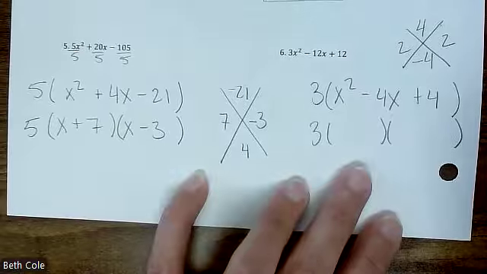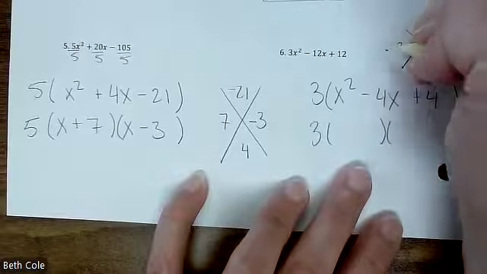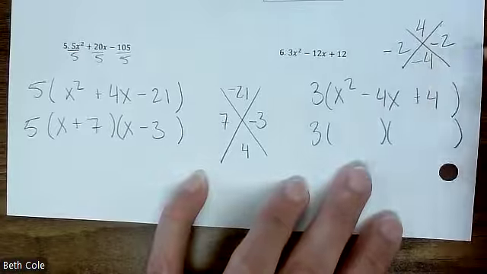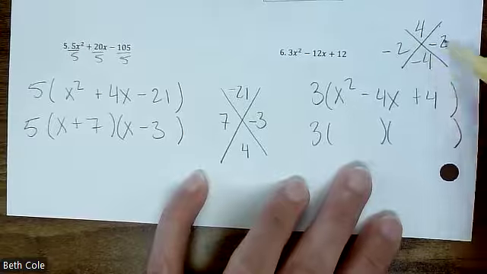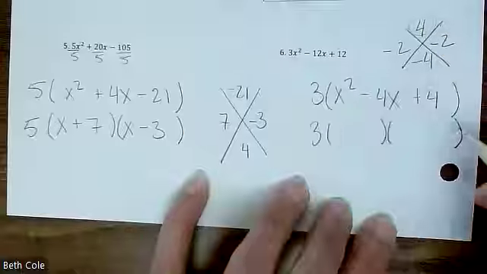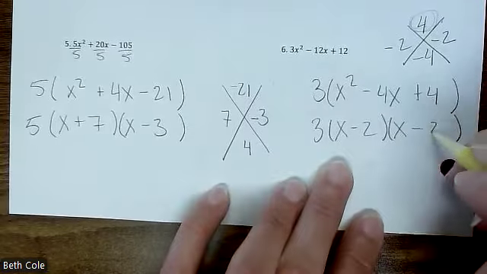Which one's negative, or both? They're both negative. -2 and -2 makes -4. And a negative times a negative is a positive, which is what you got there. So what goes in your parentheses? Yeah, x minus 2 and x minus 2.